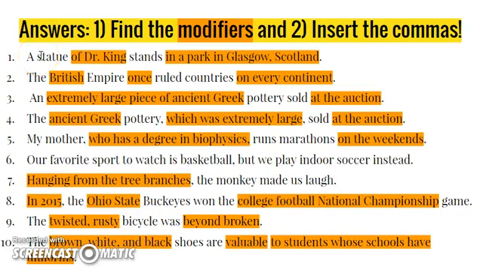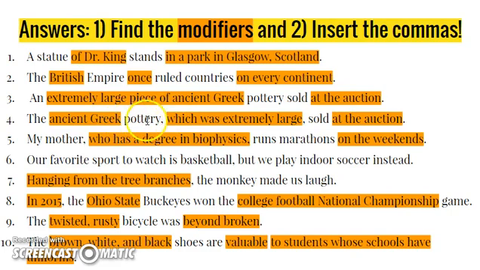What kind of statue? The one of Dr. King. Where does it stand? In a park in Glasgow, Scotland. Which is actually true. Which empire? The British one. When did it rule? Once. Which countries? On every continent. I hope you're seeing a pattern here. What kind of poetry? This kind. Where did it sell? At the auction.